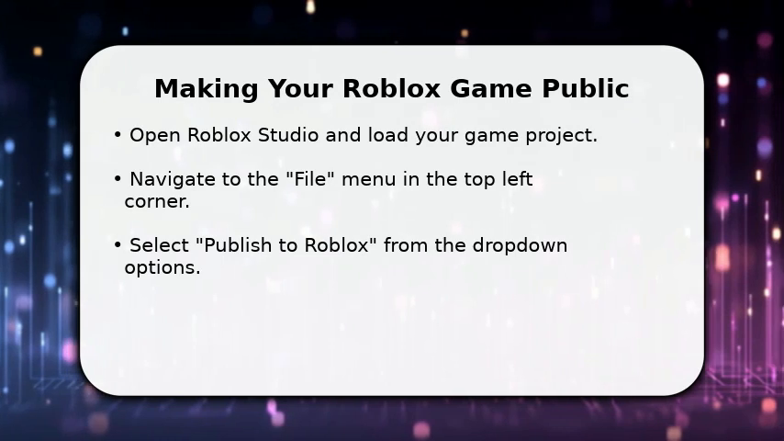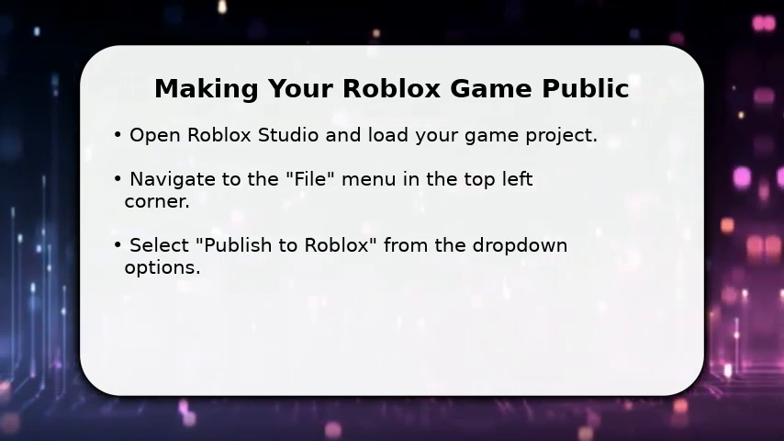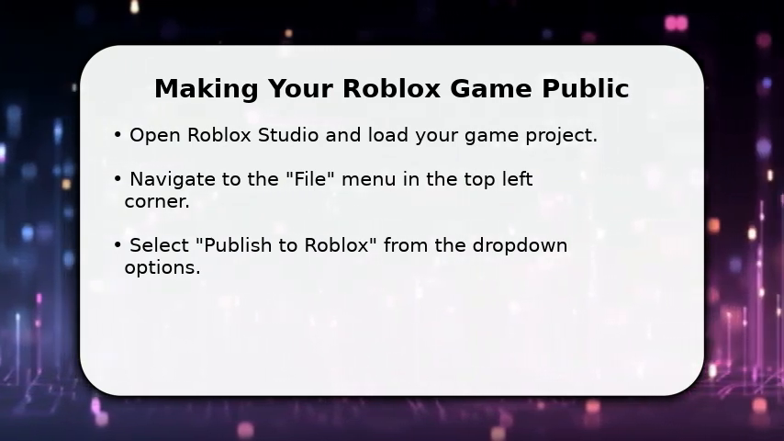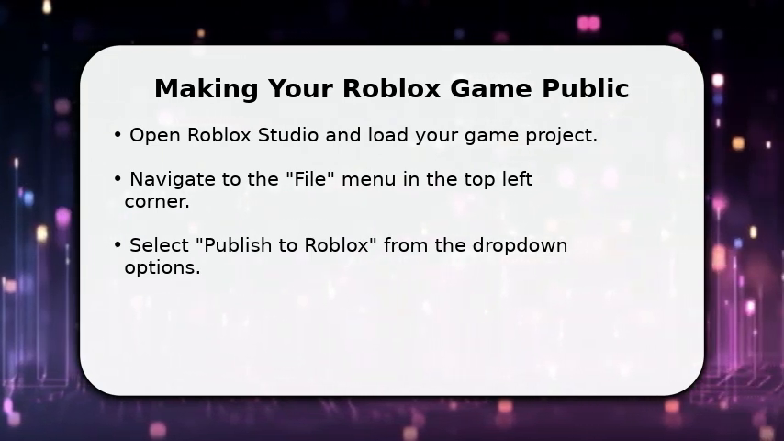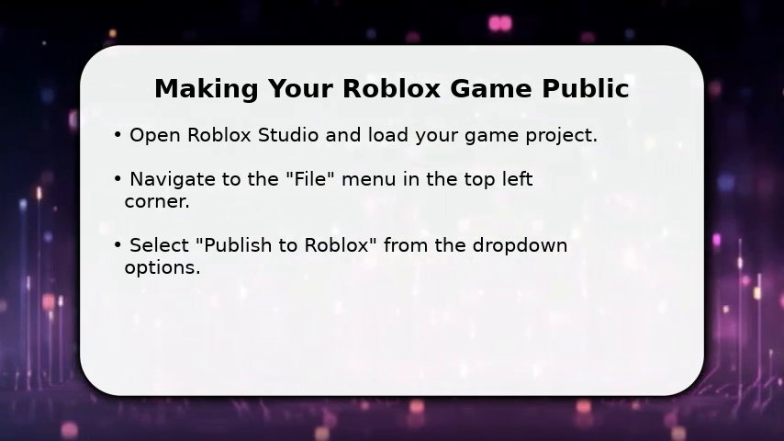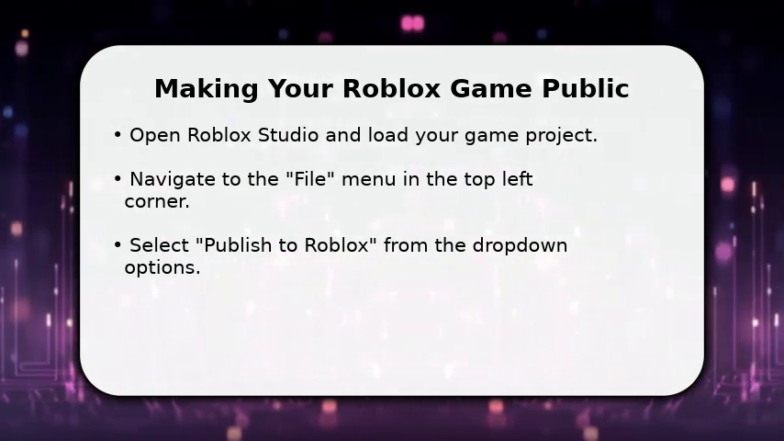In this video, I will explain how to make your Roblox game public. First, open Roblox Studio and load the game you wish to share. Once your project is open, locate the File menu in the top left corner of the screen. Click on it, and then select the Publish to Roblox option from the drop-down list that appears. This action prepares your game for public access.